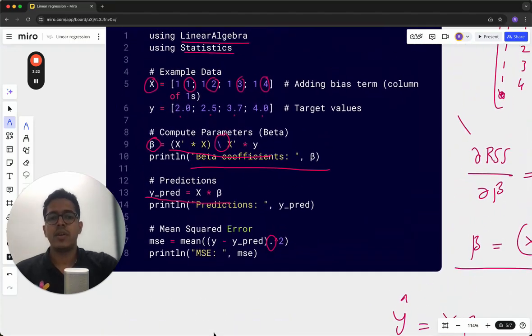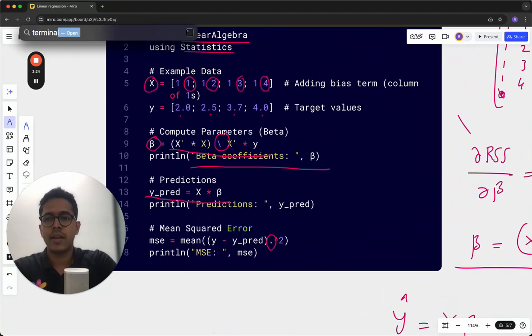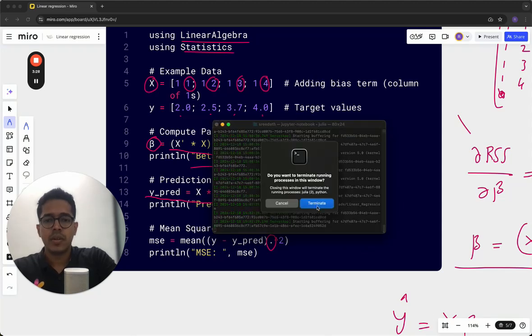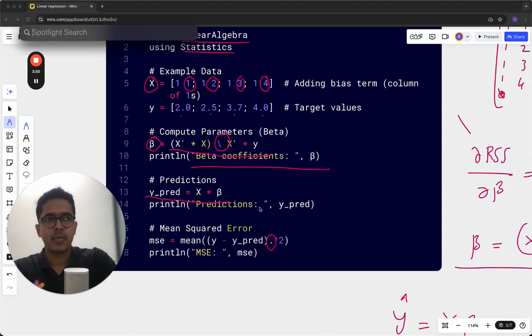So now what we can do is, let's open Julia. So go to terminal. If you are on Windows, go to the, what is it called?